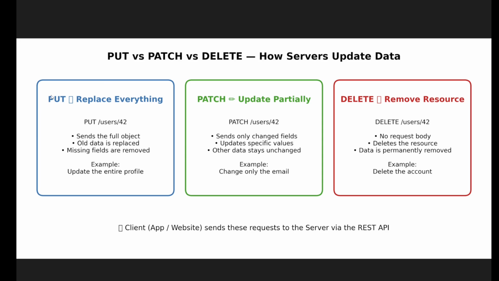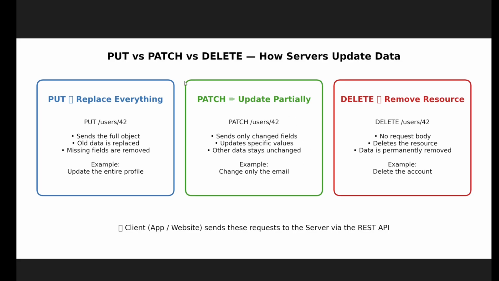PUT means replace everything. When you send a PUT request, you send the entire object to the server. The server removes the old version and replaces it with a new one. That is why the card says missing fields are removed. You use PUT when you want to fully update a resource.